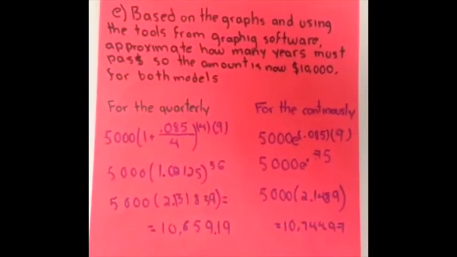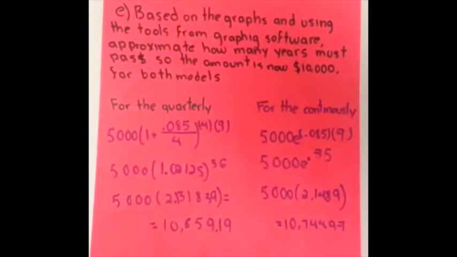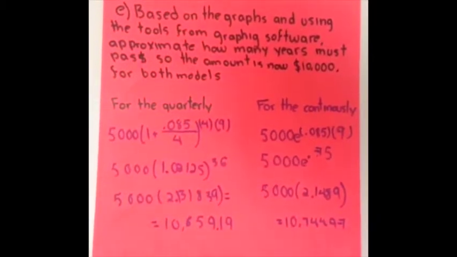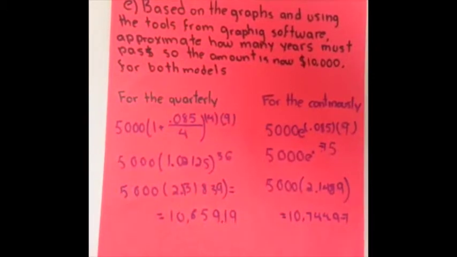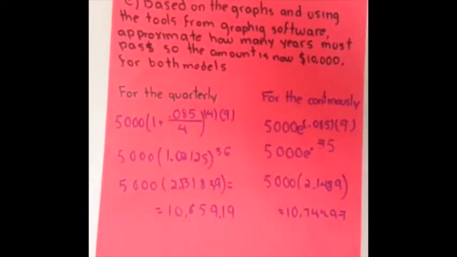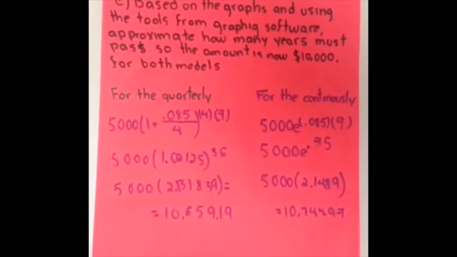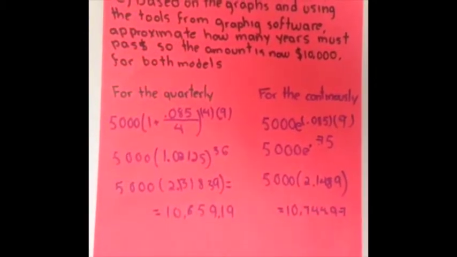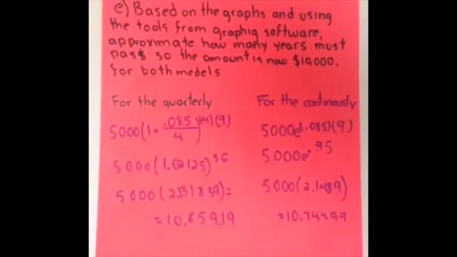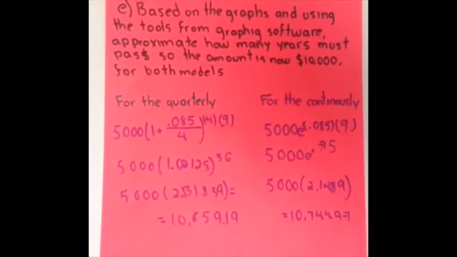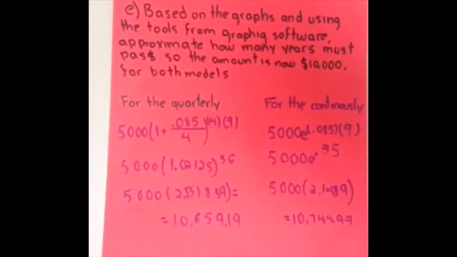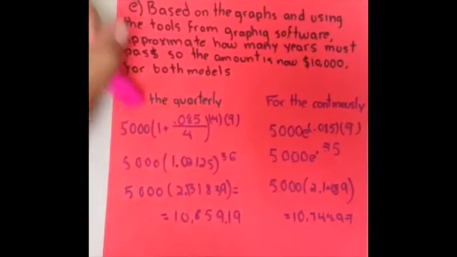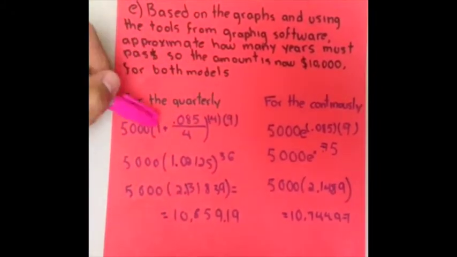Based on the graph and using the tools from the graphing software, approximate how many years must pass so the amount is now 10,000 for both models. And we can see in the graph that in the 9th year the amount passed the 10,000, and we can get it by logic. So now we can solve it.